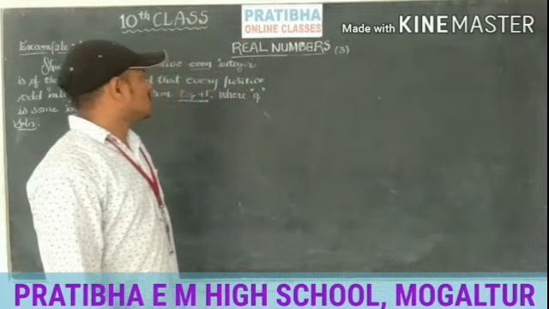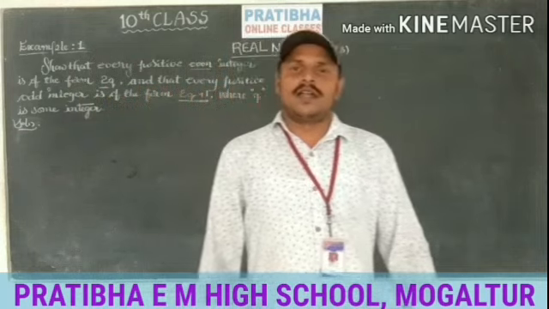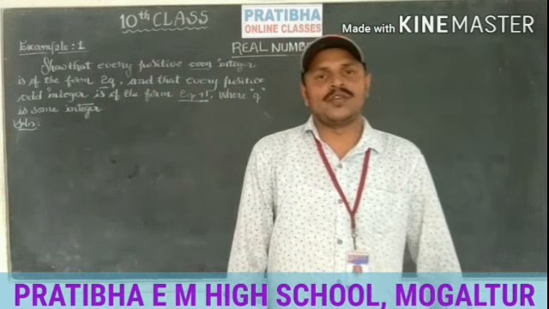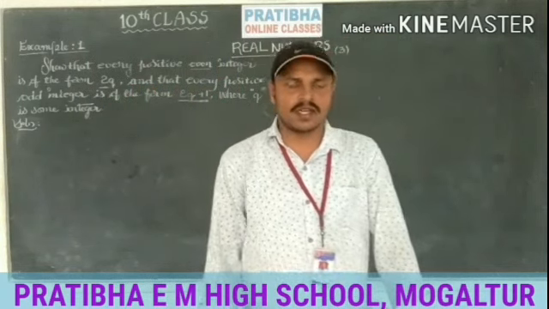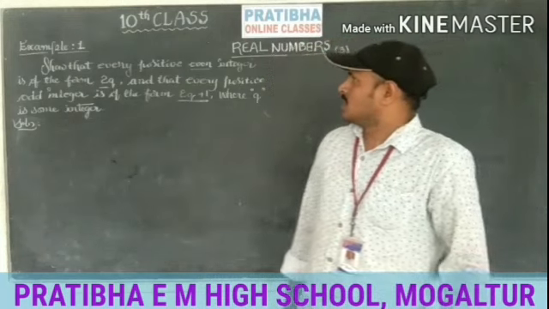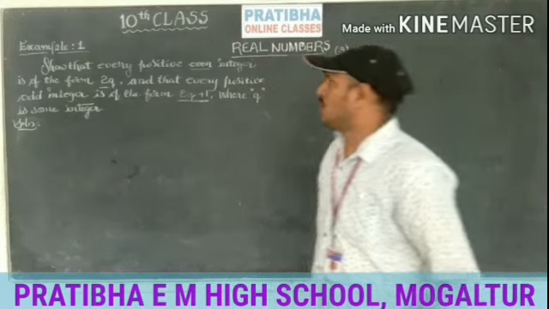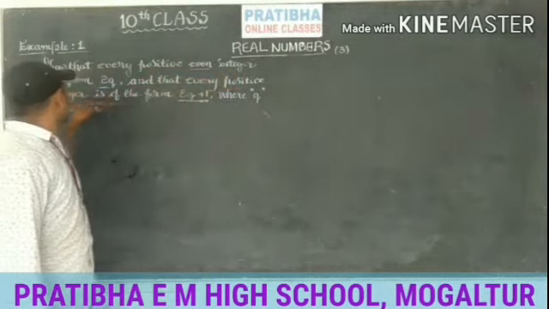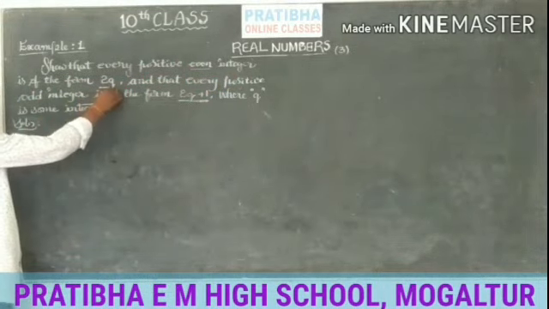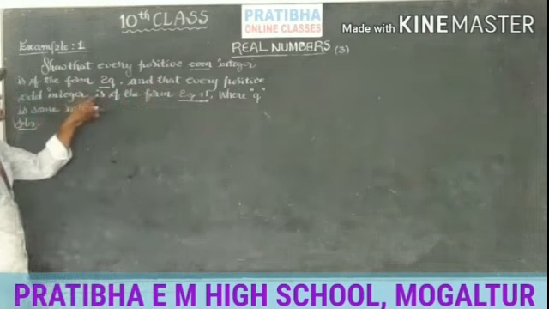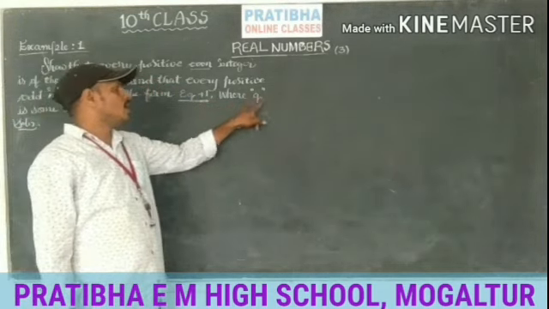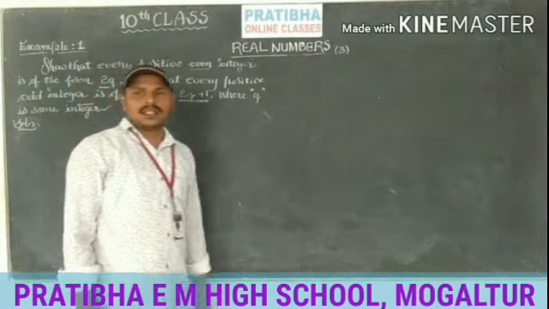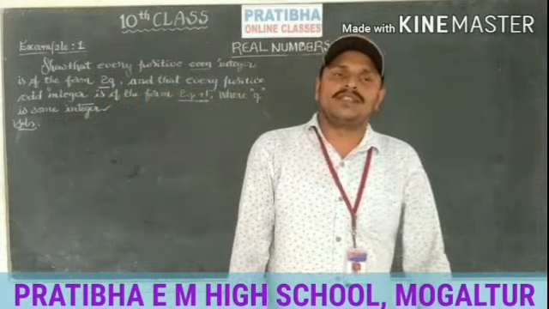So in the chapter Real Numbers, in the last two classes, we learned about the Euclid division lemma and how to find the HCF by using the Euclid division algorithm. So in this class, we will learn an example in our textbook: show that every positive even integer is of the form 2q and that every positive odd integer is of the form 2q plus 1, where q is some integer. We can prove this example by using Euclid division lemma.